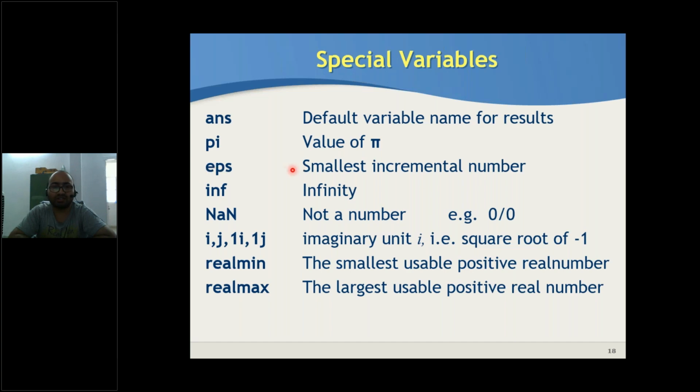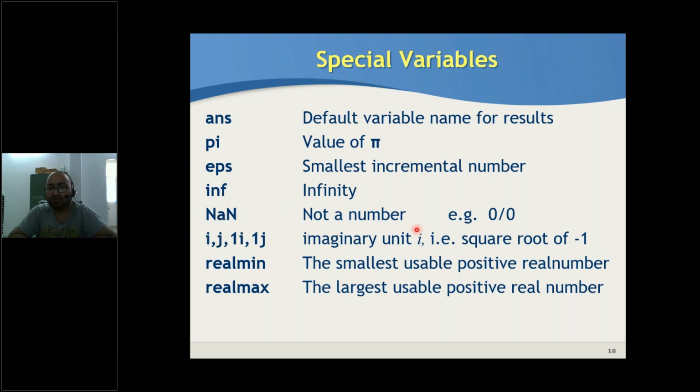The eps command will give you the smallest incremental number. So it is just a step size, the smallest step size which can be used in MATLAB. The inf command is used to represent infinity. NaN represents not a number, like 0 by 0 is not a number. So if your programming has 0 by 0 stored in a variable, then you can easily find it with the help of this NaN. It will be displayed in your workspace.